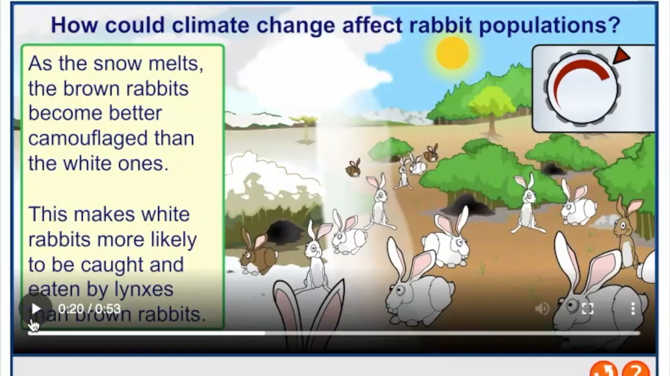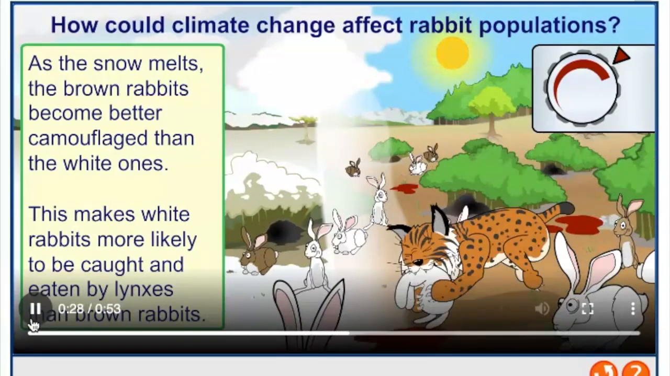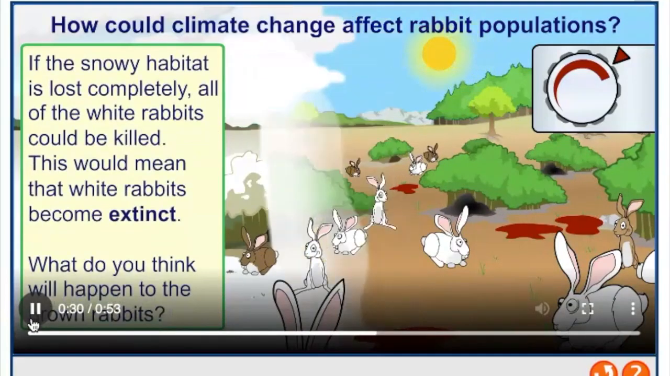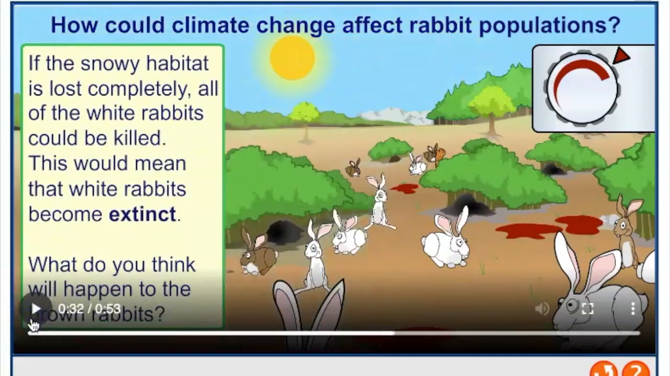As the snow melts, the brown rabbits become better camouflaged than the white ones. This makes white rabbits more likely to be caught and eaten by lynx than the brown rabbits. If the snowy habitat is lost completely, all of the white rabbits could be killed. This would mean that the white rabbits became extinct.